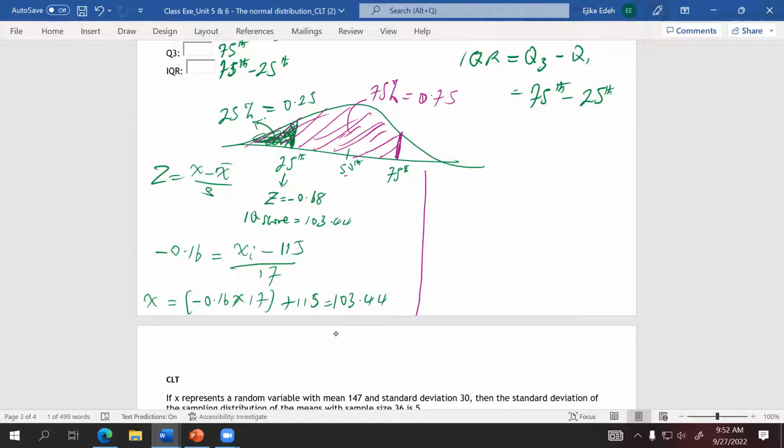Over here, we know that the Z value equivalent to the 75th percentile is 0.67. But we're interested in the IQ score. That is the answer the question wants. So we're going to do again, Z is equal to your data point minus the mean divided by the standard deviation. So over here, Z is 0.67. The data point is what you're looking for. The mean is 115 and the standard deviation is 17.